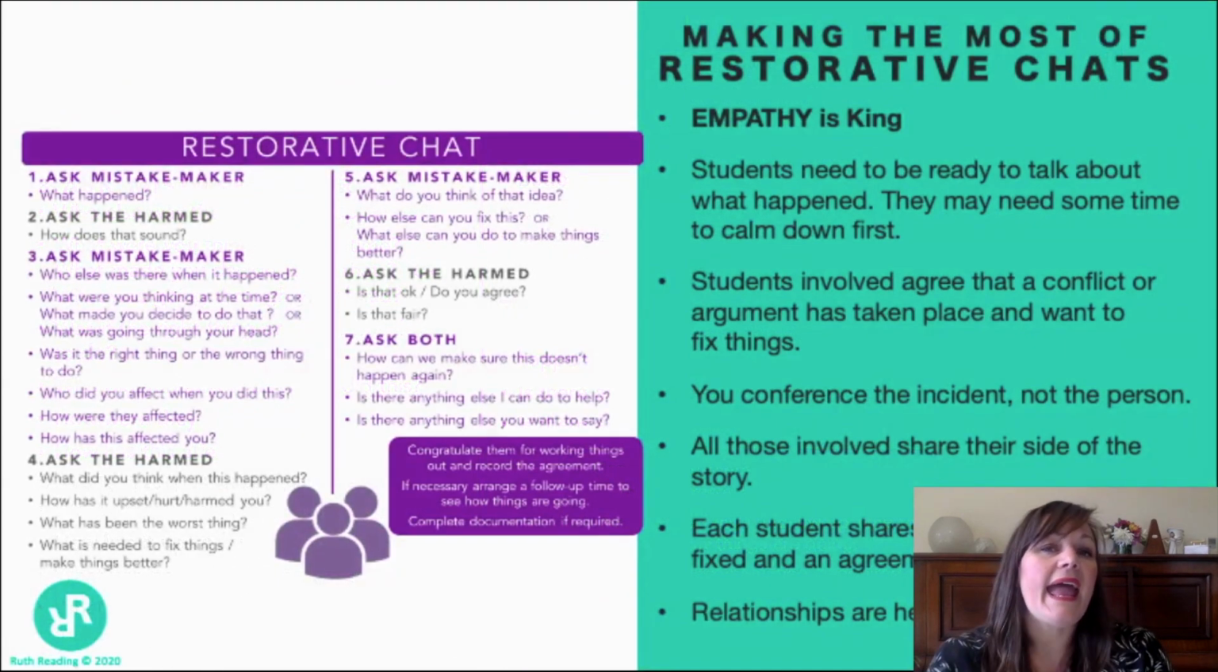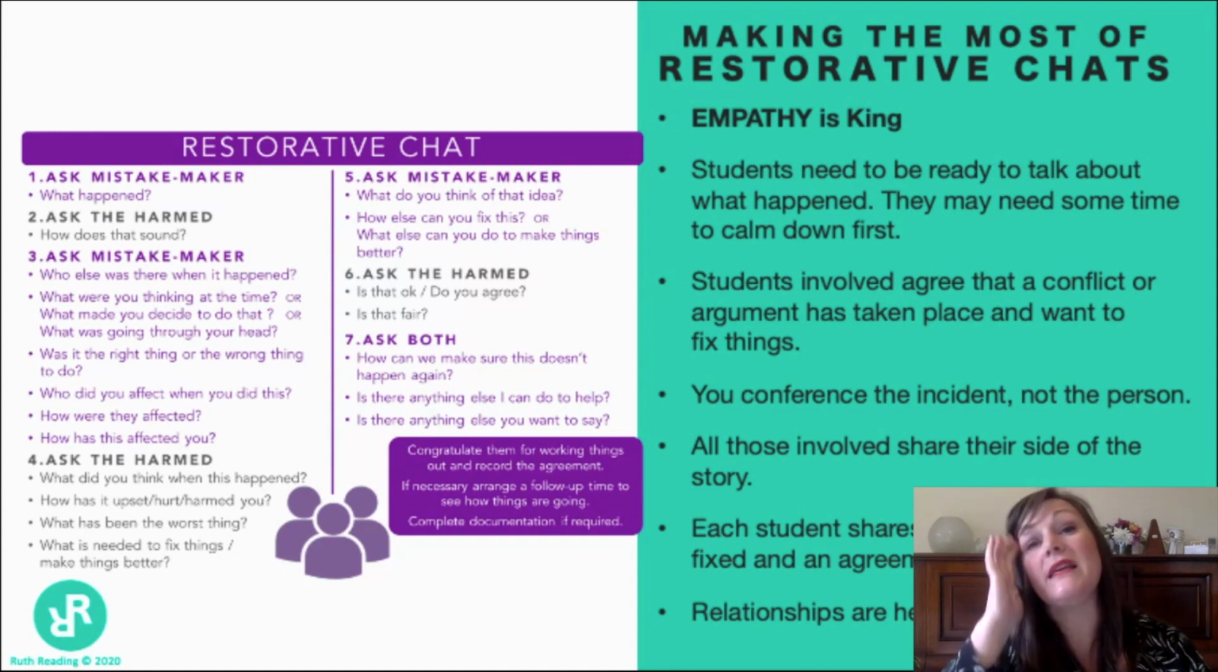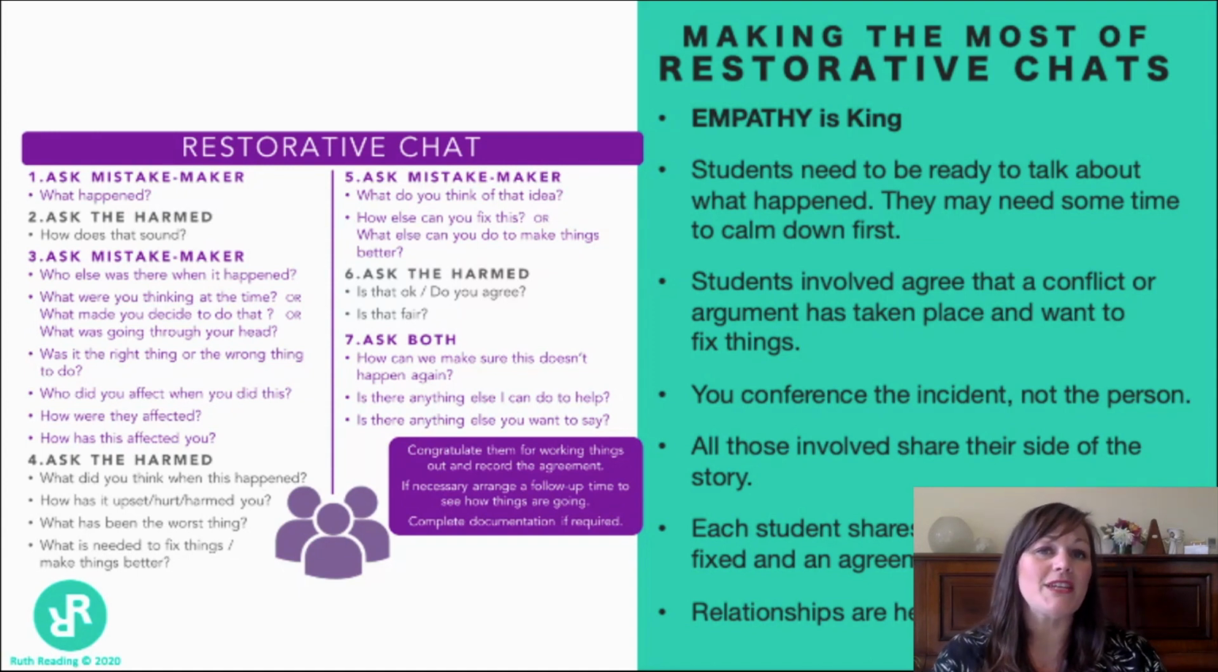So when we're looking at our restorative chats, we want to make sure that empathy is king, that we need to be engaged in the process as much as we're expecting our students to. And empathy says, you are important, this is important, and I can understand. As I said before, the students need to be ready to talk about what happened. There's no point in having a restorative conversation if someone's lid is still flipped or if they're not ready. And all the students who have been involved in the conflict need to agree to be involved.